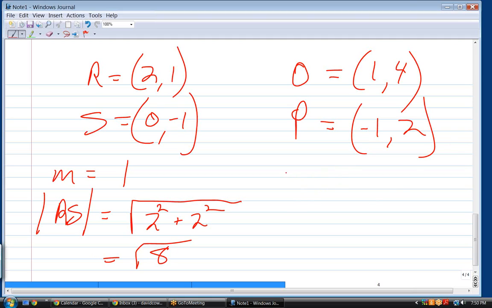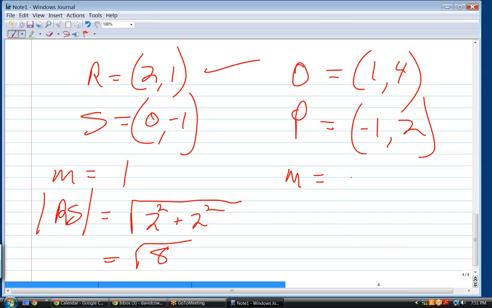Now let's look at OP. What's the slope of OP? That would be -2 over... You can do these in either order, incidentally. When we were doing RS, it actually makes sense to do 1 minus -1 divided by 2 minus 0, only because it leaves everything positive.